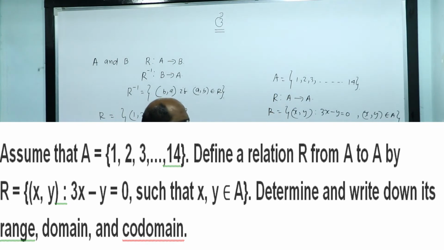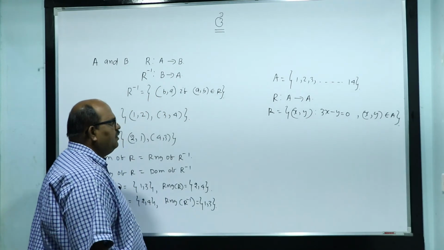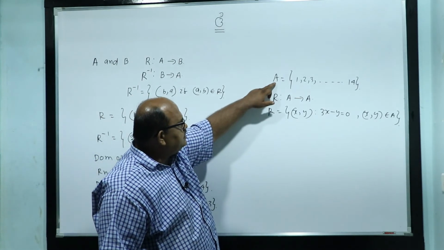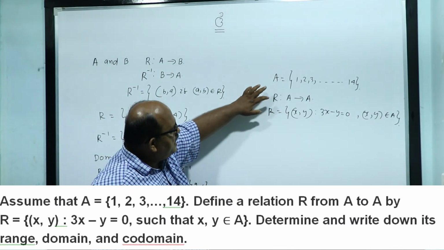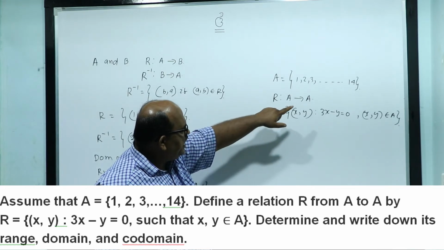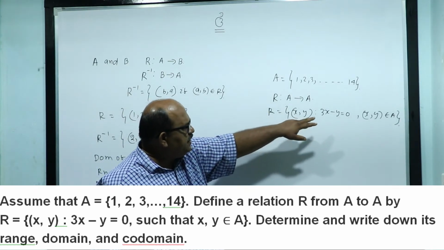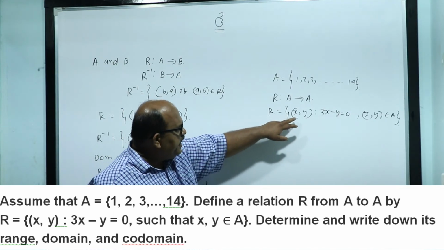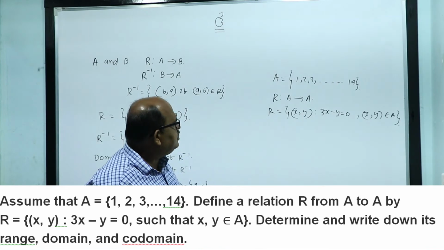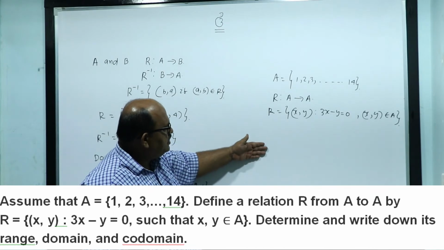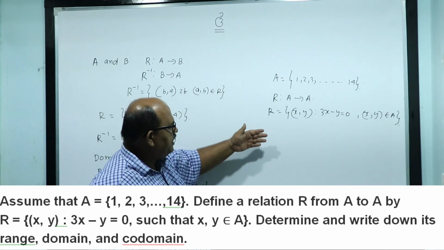Relation is given in this method. Find range, domain, codomain. Okay, students? Very simple example. Set A is given. R is a relation from A to A, which means R is a subset of A into A. If R is given in set builder form, R equals (x, y) such that 3x minus y is equal to 0, then we have to write the relation and find the domain, codomain and range.